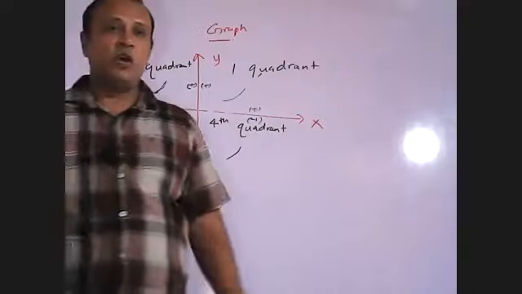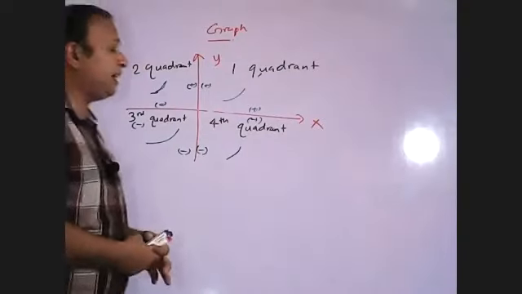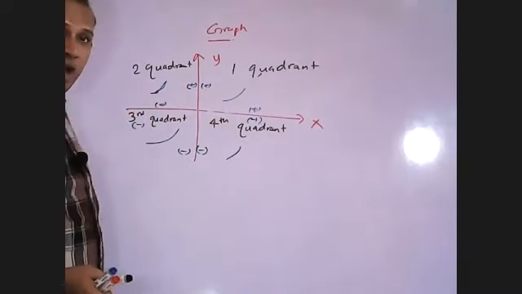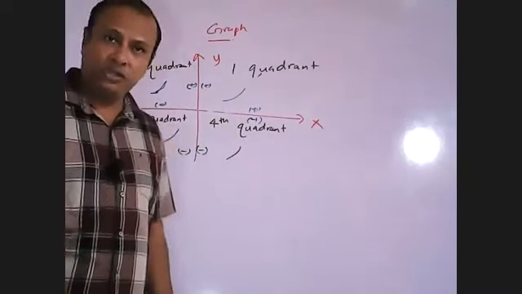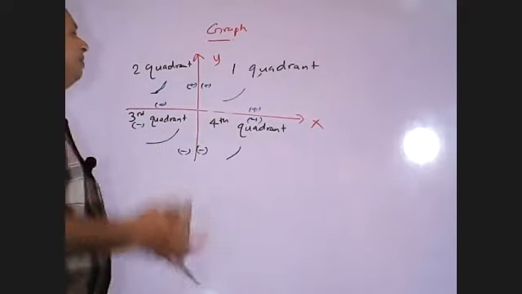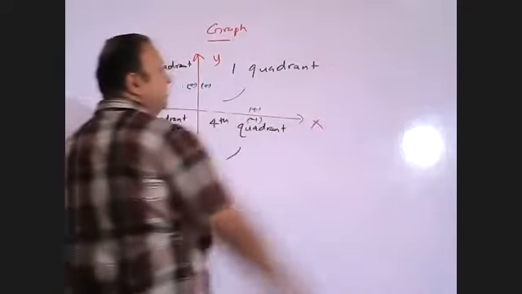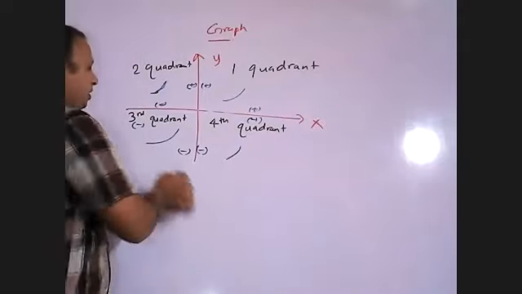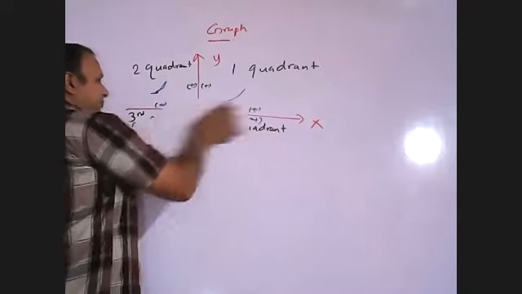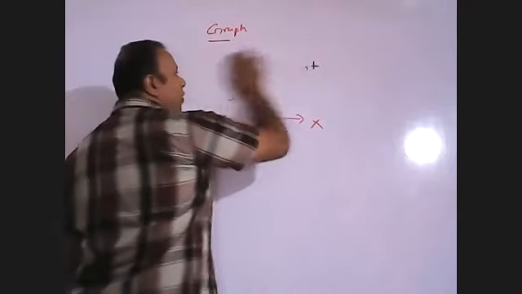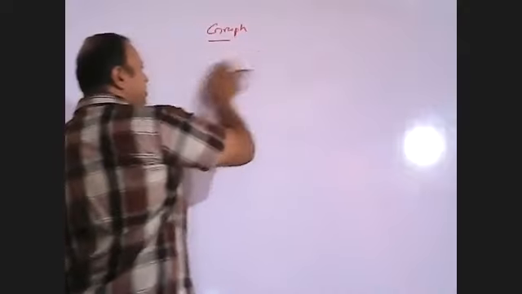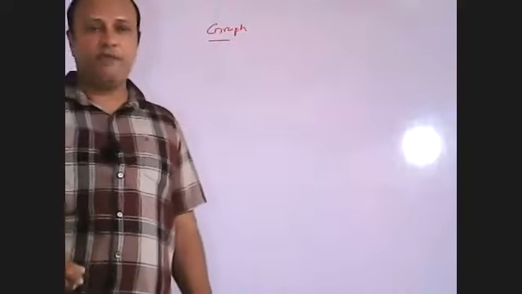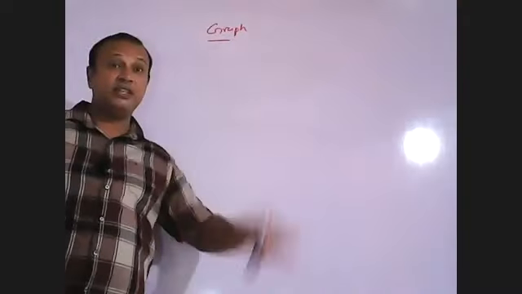Okay. So what is the factor that decides the location of the graph? The positive or negativeness of x and y. So that is the first one. Then shape. How to decide the shape? Once you decide the location, then you have to decide the shape. So, how to decide the shape of the graph?